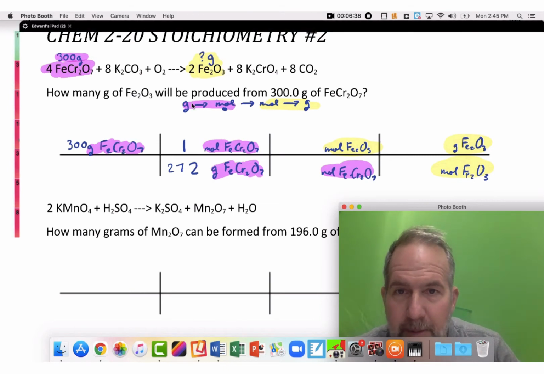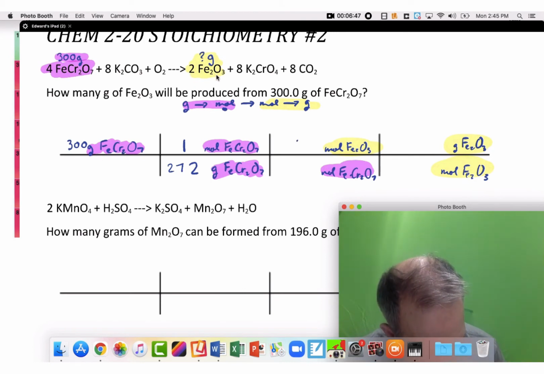So the mole-mole step. The mole-mole step is coming from the balanced equation, right? So that 2 goes with the Fe2O3. Did you see where I got that 2 at? It came from right here.